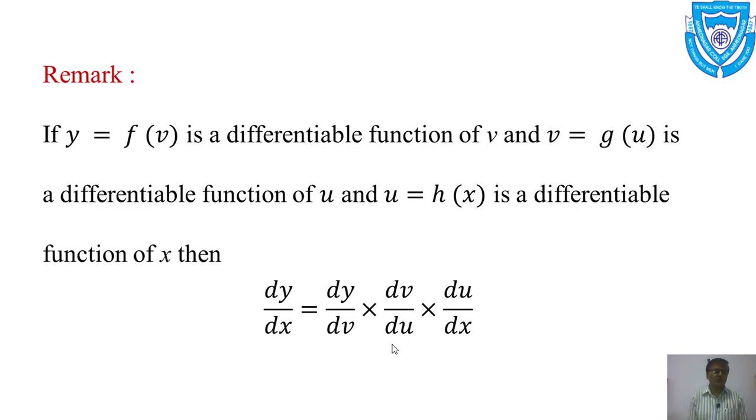If y is equal to f of v is a differentiable function of v, and v is equal to g of u is a differentiable function of u, and u is equal to h of x is a differentiable function of x. So here there are three functions, f, g and h. f is a function of g, g is a function of h. Then dy by dx is equal to dy by dv into dv by du into du by dx. We'll practice this rule, the chain rule, with the help of examples.